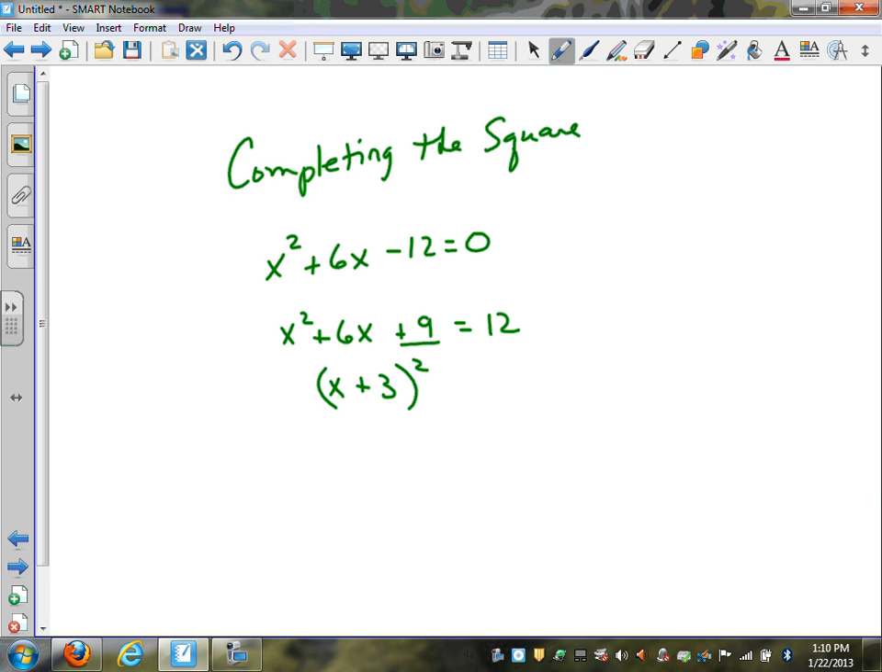Now I can't just add 9 for no reason. What do I have to do? I've got to balance it out. I've got to add 9 over there. What was wrong with 12? Well, we're doing complete the square. We're not back.